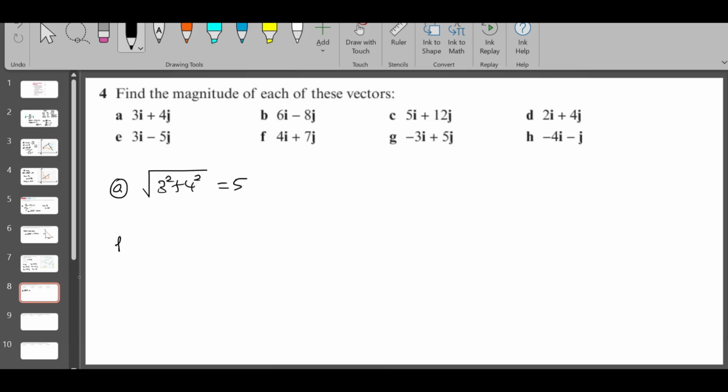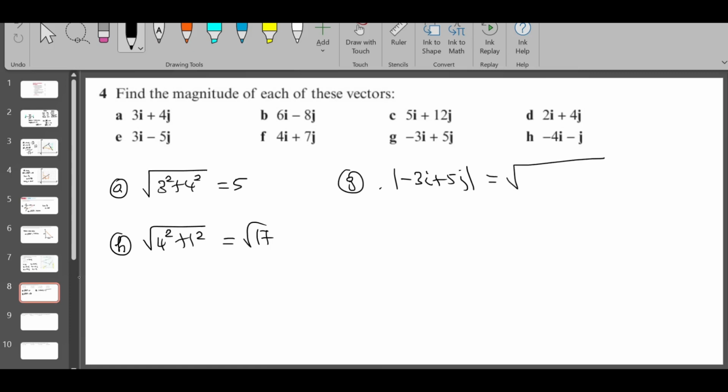For example, H, just put square root of 4 squared plus 1 squared, the coefficient 16, square root of 70. So for G, just write modulus of 3i plus 5j, that's the magnitude, and then you can write this step: 3 squared plus 5 squared. So 25 plus 9 is 34, square root of 34. That's how you find the magnitude. If they want you to change it to decimal, change it to decimal.